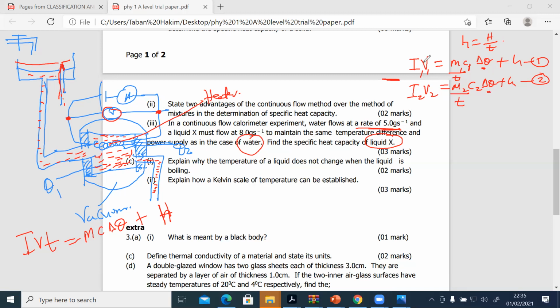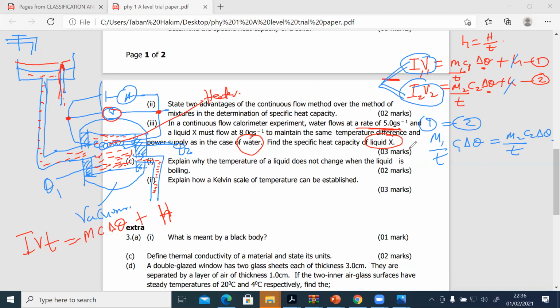So if this one is the same as this, then it means that m1 out of T c1 change in temperature is the same as m2 c2 change in temperature out of the time T. In other words, equation 1 is equal to equation 2. That's what I'm trying to bring out. So the h cancels out, that is, if they maintain the same power supply.